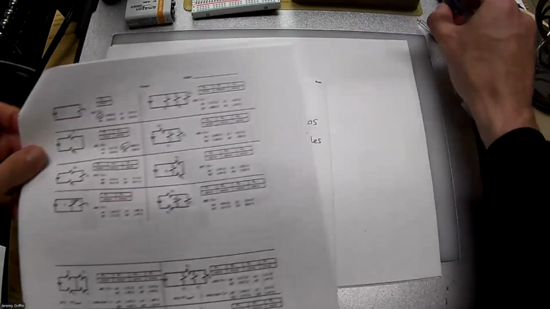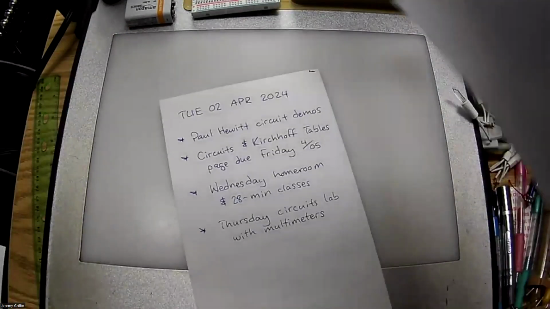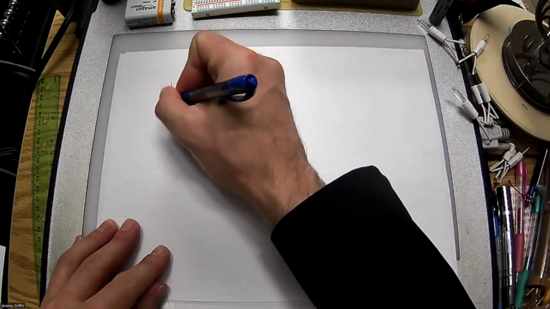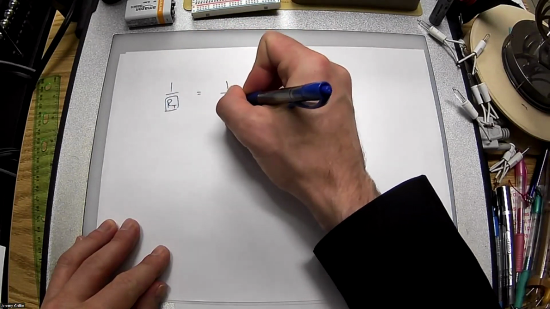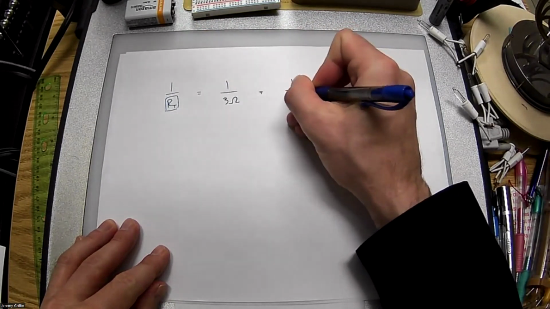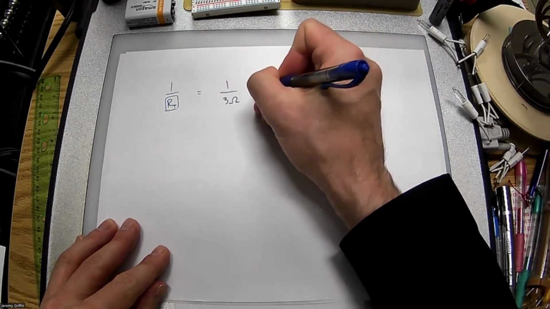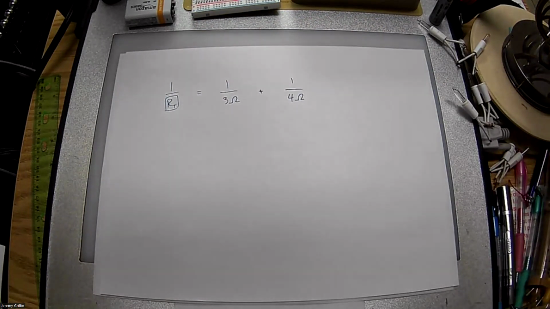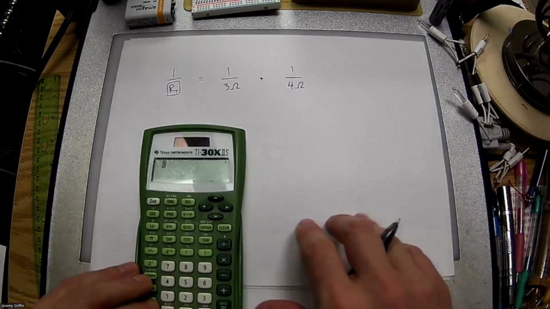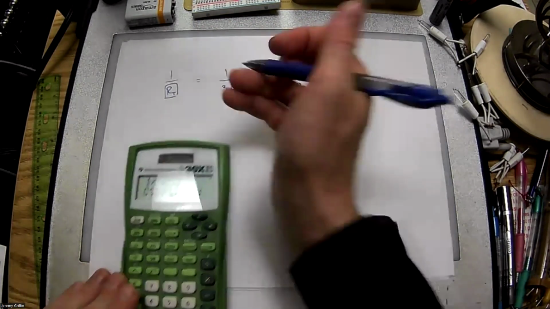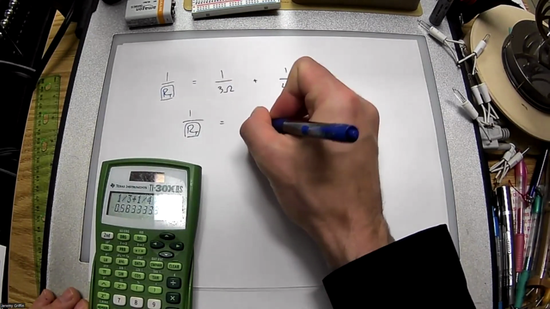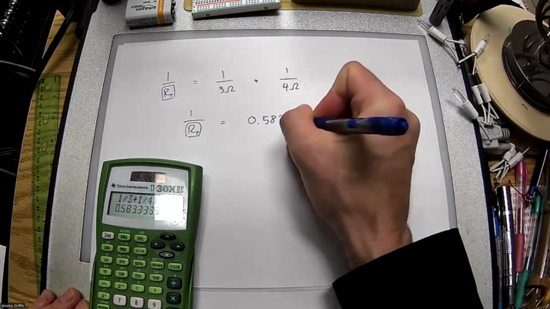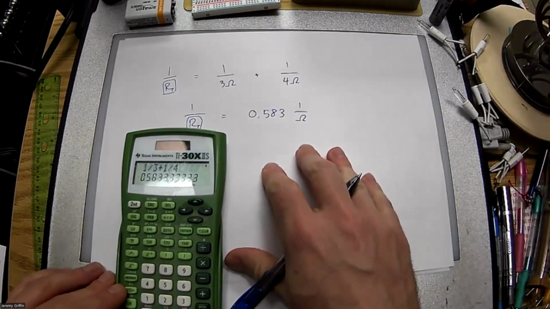And I'll remind you guys the two ways that you can do this. You can use the fraction method or the product over sum method. So the fraction method is you go 1 over the total, which we're solving for, is 1 over the first resistor plus 1 over the second resistor. Right, solve it that way. So break out a calculator. So 1 over 3 plus 1 over 4. So 1 over the total resistance is, I'm getting some crazy decimal, 1 over ohms. So one more step, I have to take the reciprocal.